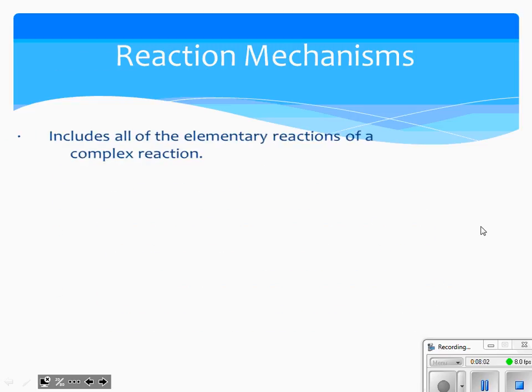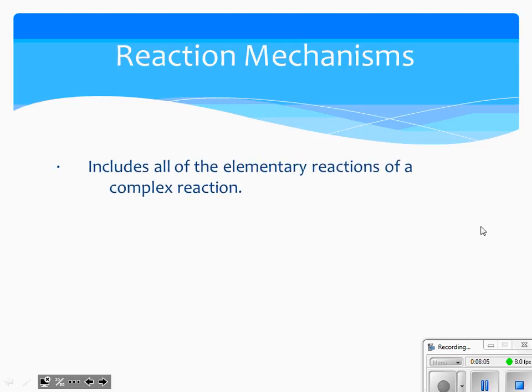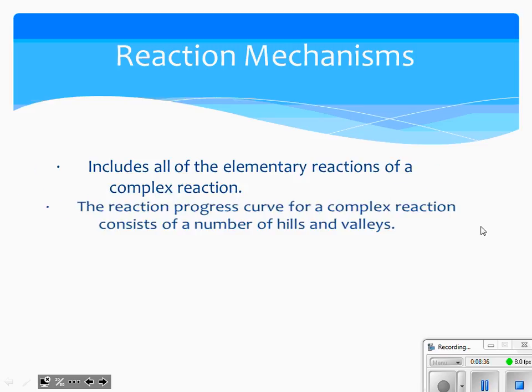Well, if you remember, the activated complex was the peak of the activation energy. So how many hills do you have? If you look at a chemical reaction and see a bunch of different hills, you can say, oh, that takes a lot of elementary reactions. So when we get to these more complex reactions, we have to include all of the elementary reactions that are occurring.